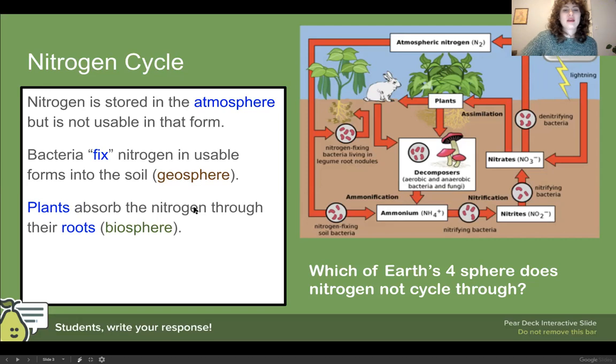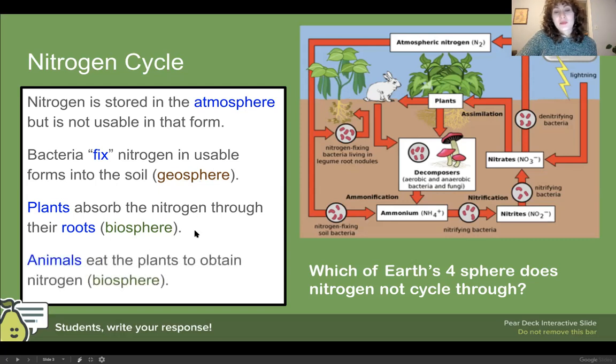So we've gone from having our nitrogen in the atmosphere to in the soil, which is the geosphere, and then it can be absorbed by plants, so it's moving into the biosphere. From plants, animals can then eat the plants to obtain the nitrogen. Okay, so this rabbit might eat this plant, and it would be eating a lot of nitrogen that's in the plant. What about animals that don't eat plants? Well, they'll come around and eat animals that have nitrogen in them from eating plants.